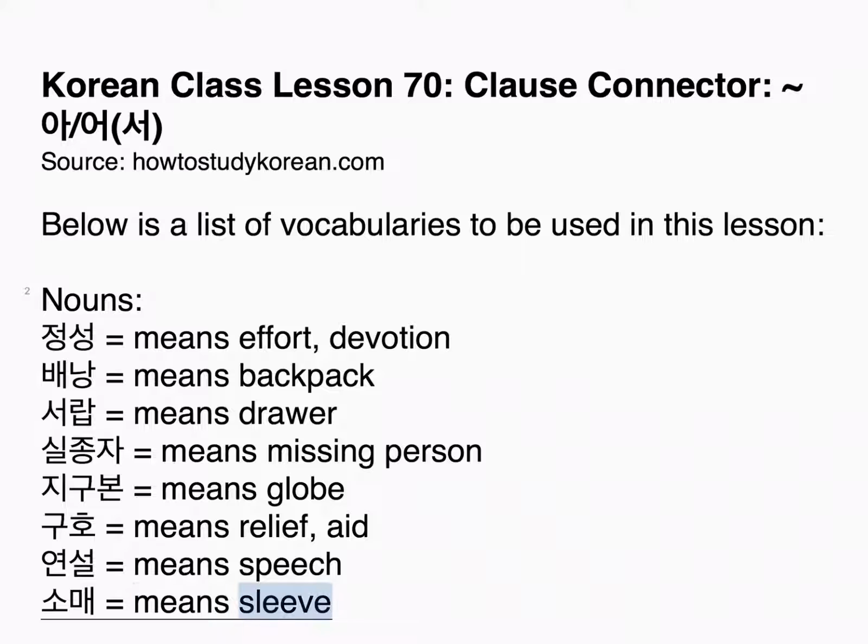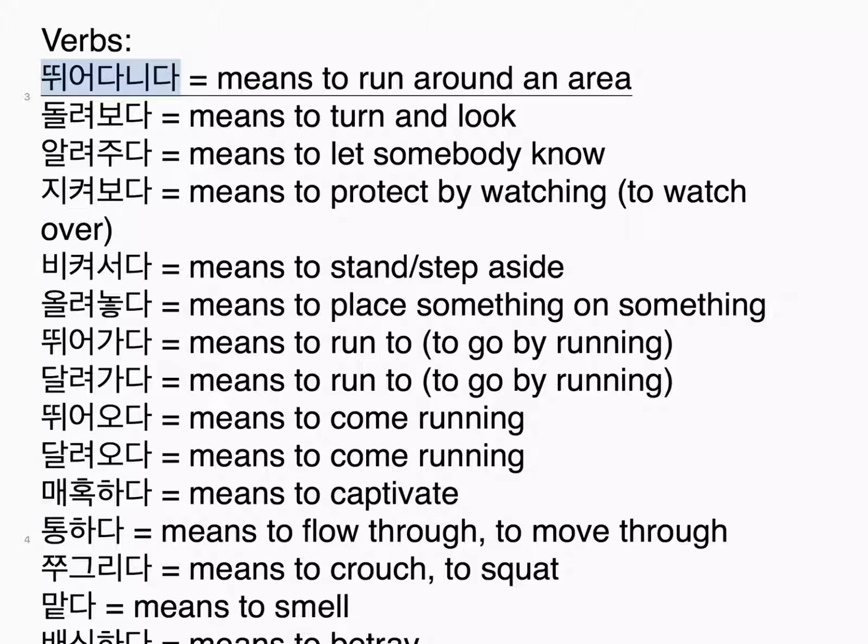소매, means sleeve. Verbs. 뛰어다니다, means to run around an area. 돌려보다, means to turn and look. 알려주다, means to let somebody know. 지켜보다, means to protect by watching, to watch over. 비켜서다, means to stand aside, to step aside. 올려놓다, means to place something on something.